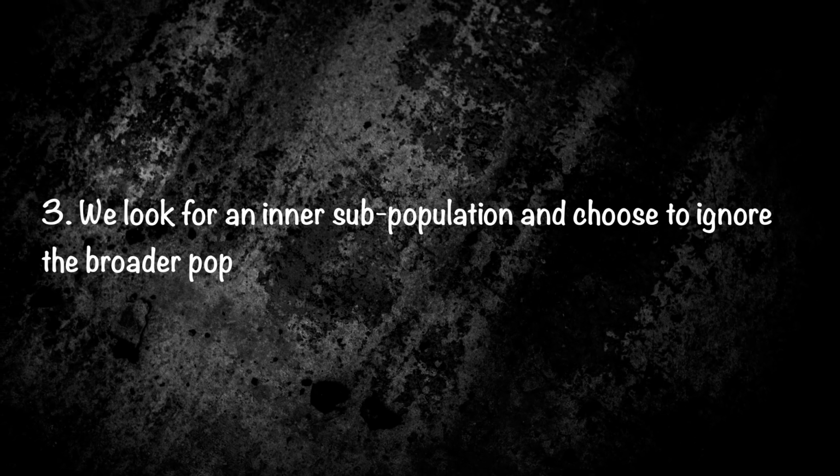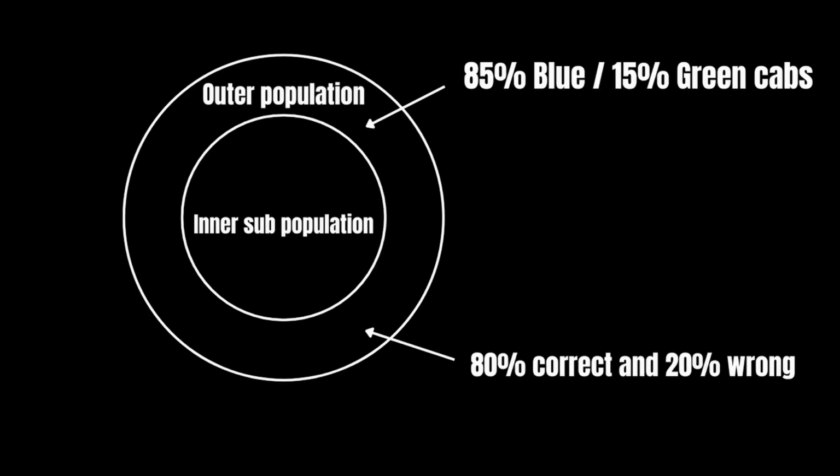The next point would be, when we're trying to judge a specific target, we look for the smallest, most exclusive reference group that the target belongs to. Like in the cab problem, 85% blue and 15% green cabs is the outer population, right? And the fact that the witness made accurate judgments 80% of the time and incorrect judgments 20% of the time, that seems like a subpopulation. This is like the subpopulation.